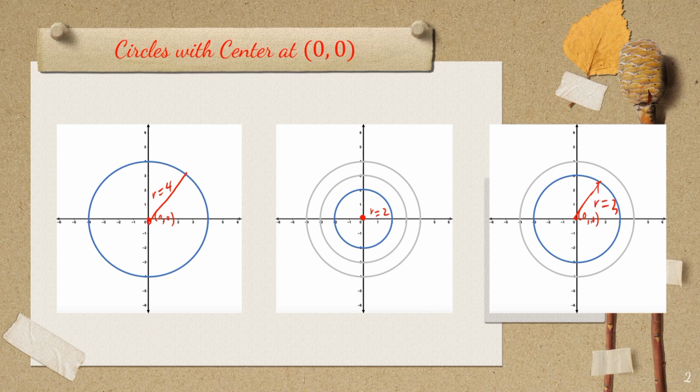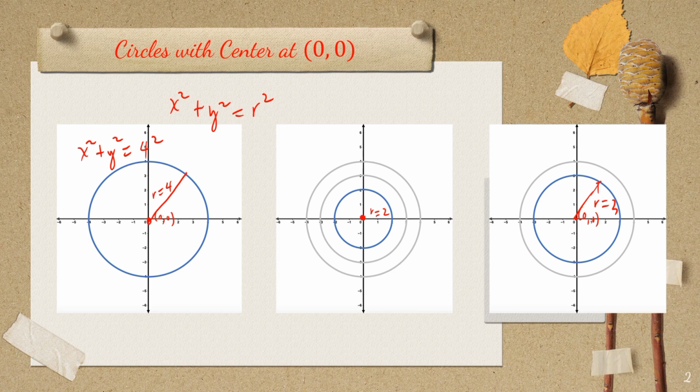Now, using the standard equation of the circle with center at the origin, (0, 0): in the first illustration, the standard form is x^2 + y^2 = 4^2, since the radius here is 4. The standard form of the equation of the circle is x^2 + y^2 equals the square of our radius. That is why we have 4 squared.